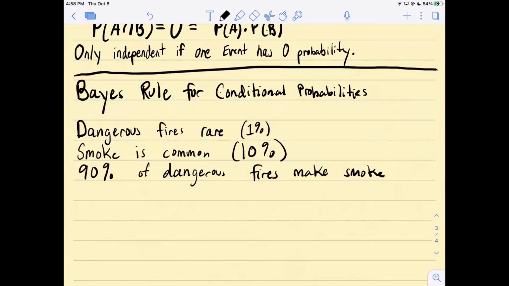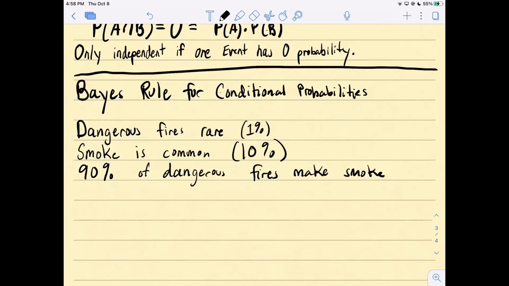So dangerous fires, out of all fires that we see, there's a lot of fires, right? People have fires on campgrounds and barbecues and all that. But unfortunately, sometimes there's really big fires. But let's assume that that's pretty rare. Smoke, you see maybe 10% of the time, just like if you go to the beach, you might see somebody doing a cookout. And now we also know that 90% of dangerous fires, probably more like 99%, but let's just keep it at 90% because I don't think you can really have a dangerous fire without smoke. 90% of dangerous fires make smoke.